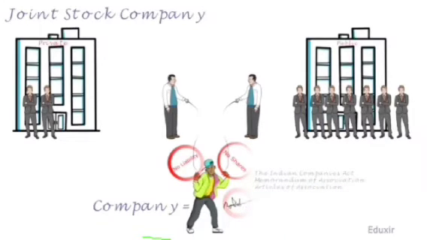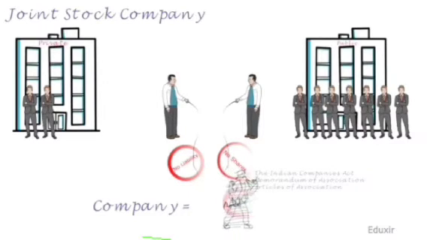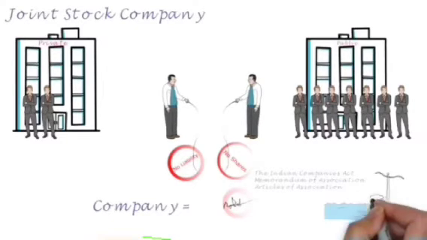Next is the legal entity. Both the private limited liability company and the public limited liability company are registered. So both businesses have a separate legal entity and are different from the owners of the business.